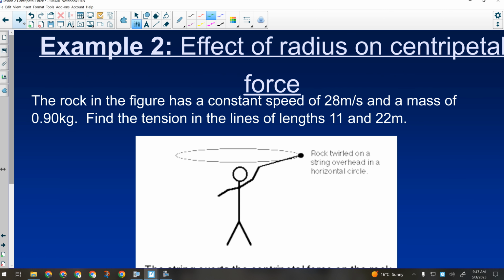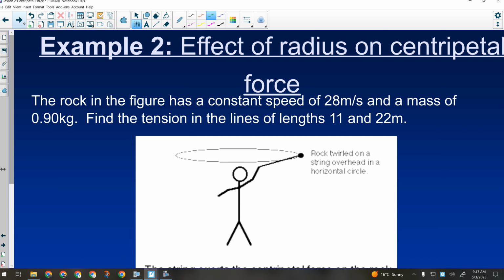Okay, what about radius? If I start out with an 11-meter radius and whirl it at 28, and then I go to 22, how's the force going to change? It's going to double. It's going to be double in which situation? The 11 or the 22? The 22. The 11. In the 11.